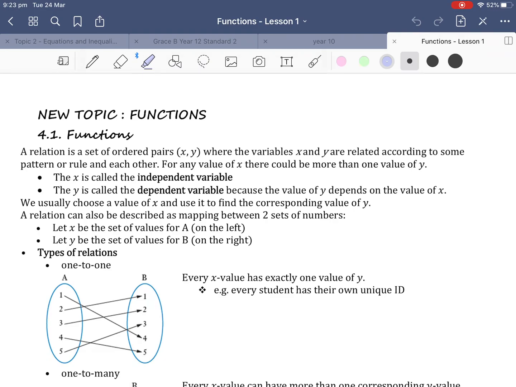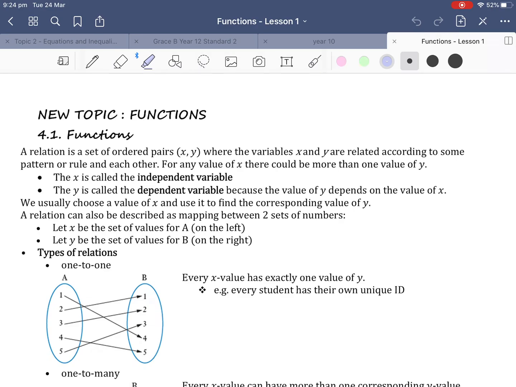Okay, hopefully you have read all of the terminology, and let's get into the theory notes. So for functions, what we're doing today is we're getting to know functions, getting to know what a relation is, the types of relations, as well as some tests we can do to tell whether a set of ordered pairs or a graph is a function.